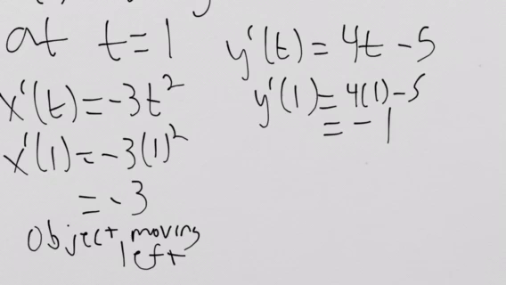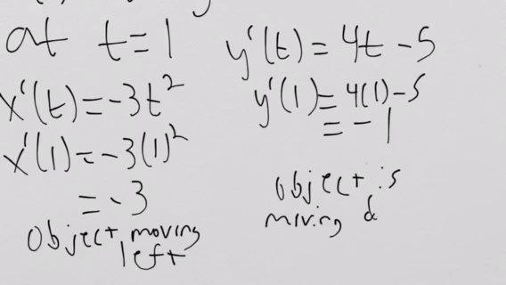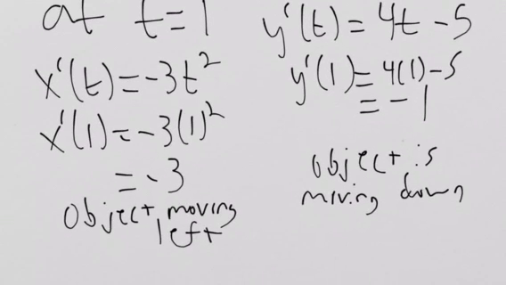So because y prime is negative, the object is moving downwards. So it's moving left and down because both x prime and y prime are negative.